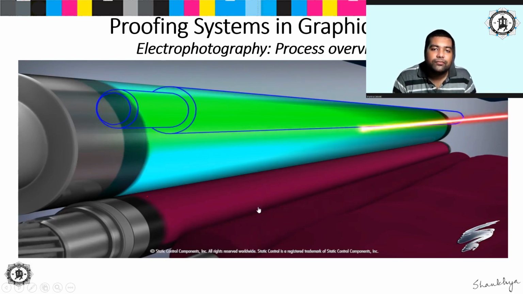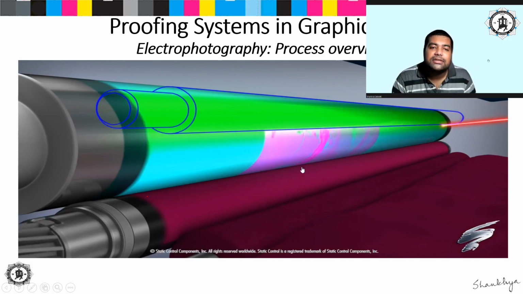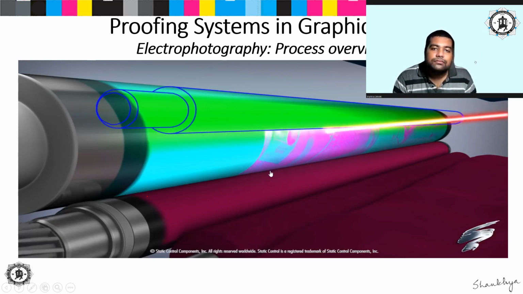The OPC drum is then exposed to a laser, which forms the image. So the laser that you can see is basically forming the image on top of the photoconductive drum. The areas exposed to the laser are more positively charged than the areas not exposed to the laser.